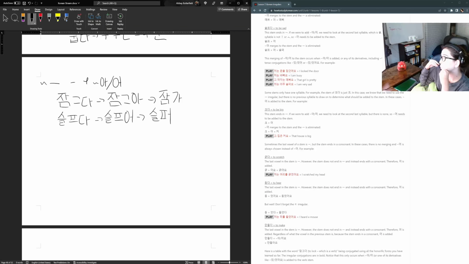Some only have one syllable. In this case, we need to use the irregular, but there is no previous to draw on. In these cases, o is added. So if it's anything but an a or an o, if it doesn't exist, you add o. Still follow the same rule. Same rule, same concept. We're good to go.